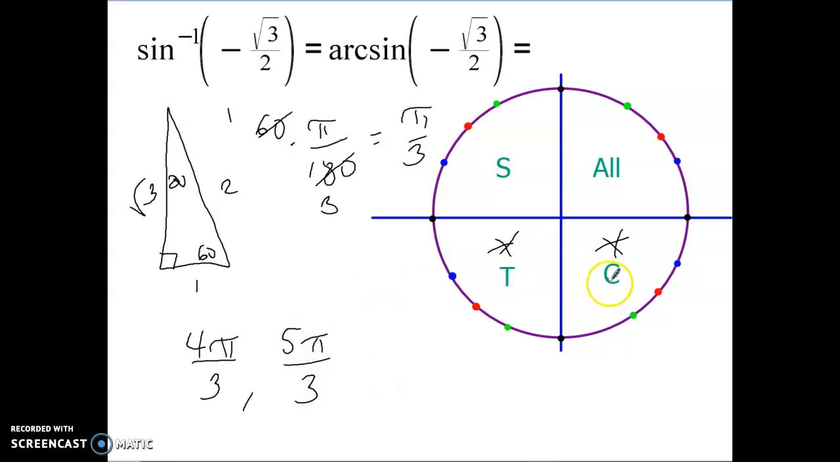So those are my two radian values where the sine of that angle is negative square root of 3 over 2. And any of you who go forward to take calculus, this is the type of answer your calculus professor is going to want from you. Very rarely are calculus professors going to allow anything in degrees. They're going to want almost everything in radians, so that's why we need to practice.